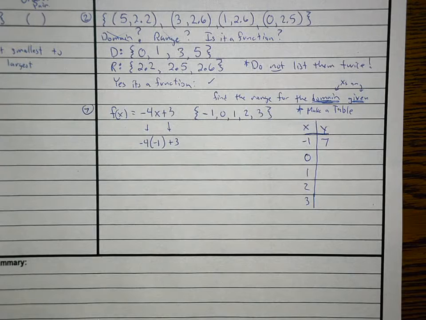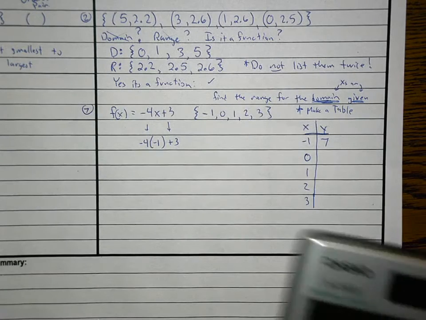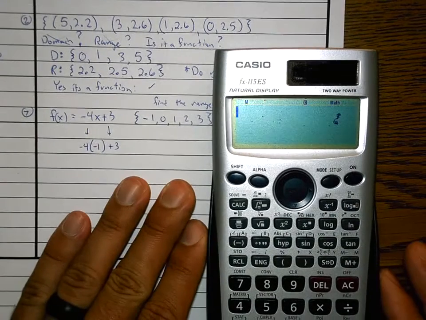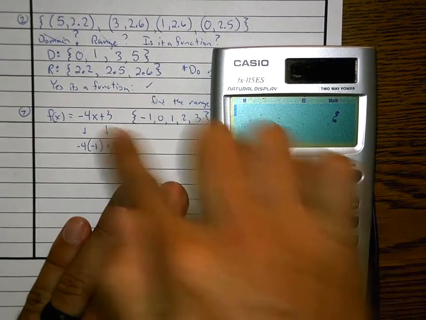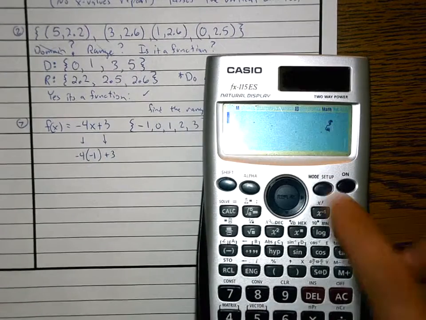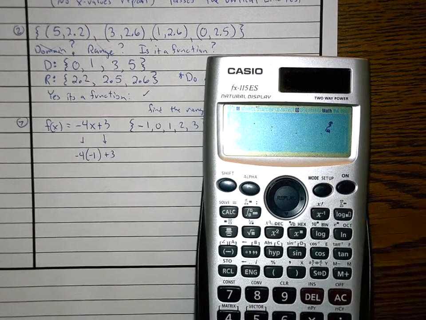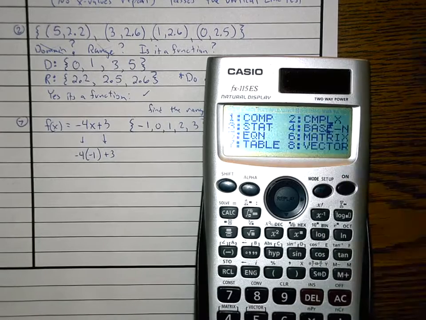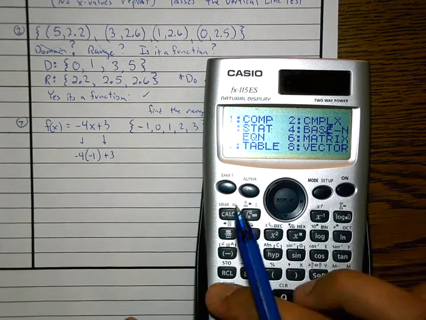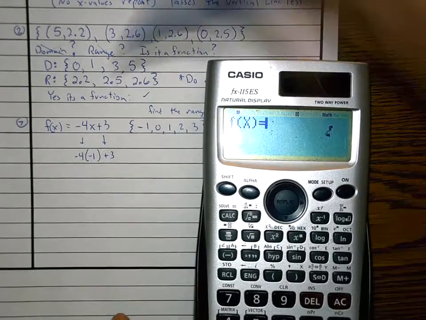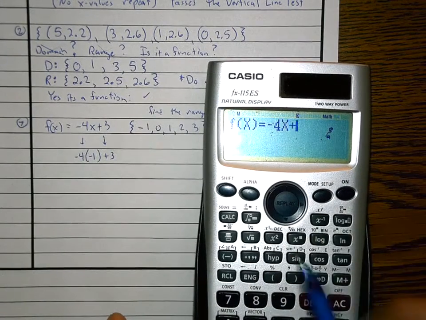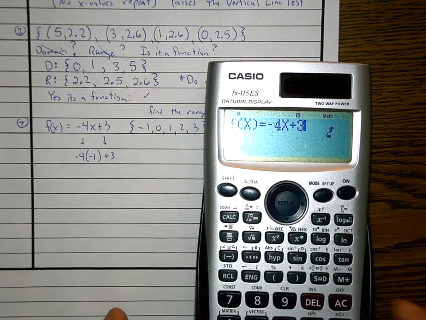I want to remind those of you who are calculator literate, meaning you know how to use the calculator and you want to save yourself time. Don't forget, there's a table function on our calculators that I suggested for you to use back there. All you have to do to get to it is press the mode button, and you can go from computation mode to table mode, which is number 7, and you can punch in your function, negative 4 alpha x plus 3.